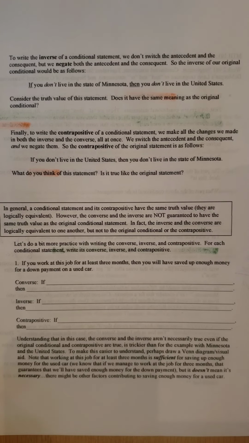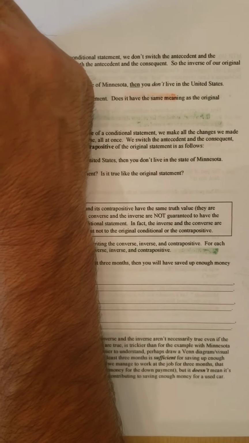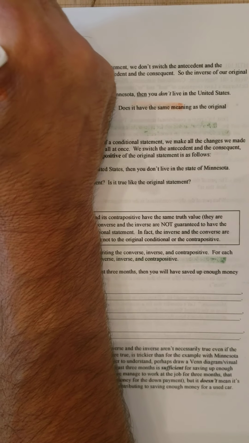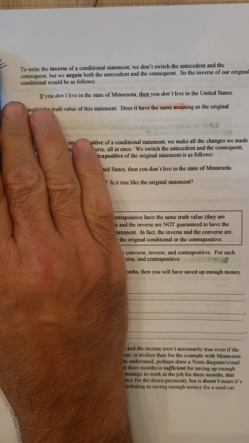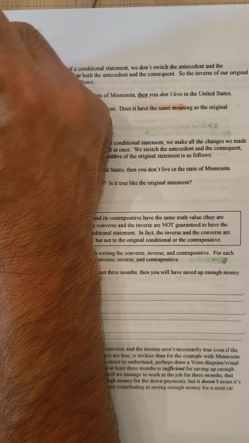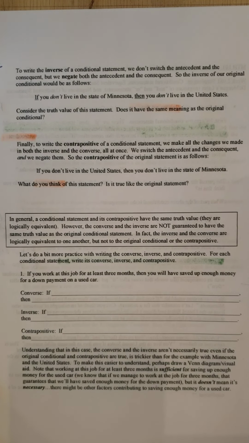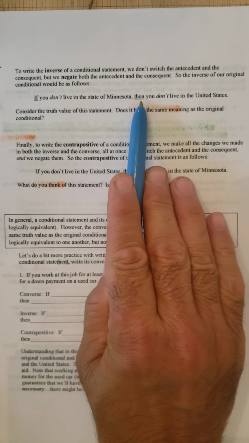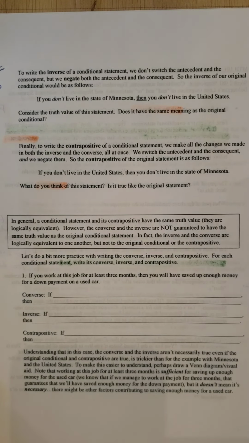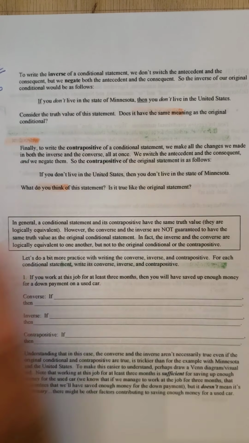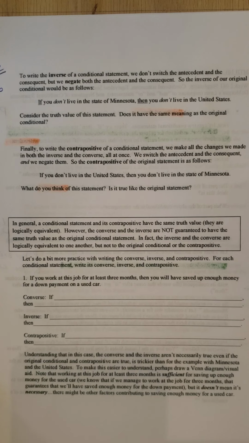All right, then we get to talking about the inverse. Okay, and your inverse simply negates both of them. So it doesn't change the order. If I take my original statement, P implies Q, this just negates both of them. And it becomes not P implies not Q. So if you don't live in Minnesota, then you don't live in the United States. Okay? So does this have the same meaning? No, because we don't live in Minnesota, but we do live in the United States. Again, picking someone in Illinois.